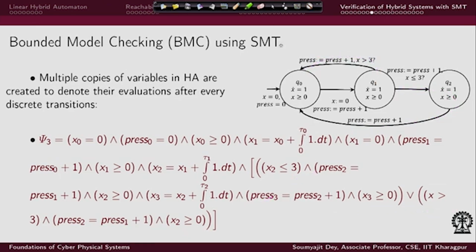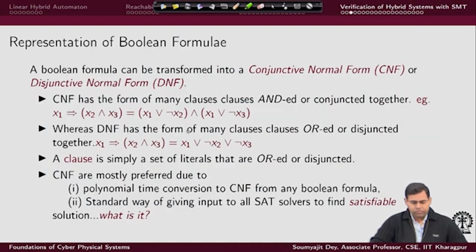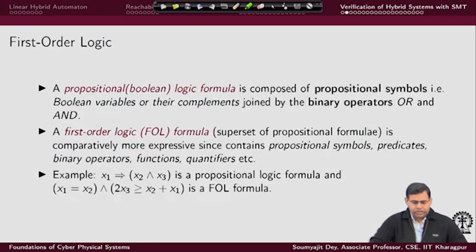So, fine. I hope we have given you an idea of how to build this formula. What are we doing? We are actually doing a lot of things here. We started with a basic Boolean formula like this, and then we said that formulas can be represented either in CNF or DNF form, but that's specific to the solver's input. Then we said that we can also have first order logic formulas, right, where there are quantifiers, functions, binary operators, etc.